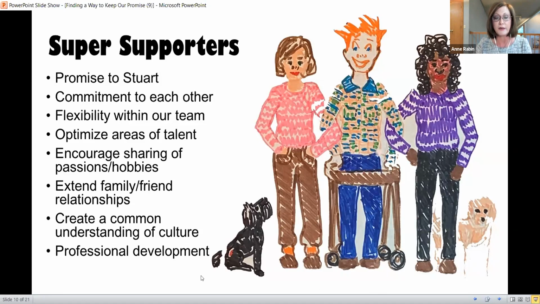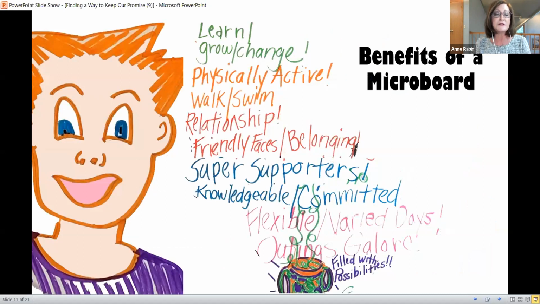There's a lot of flexibility within the care team, and we optimize everybody's area of talent and encourage their sharing of passions and hobbies, both with Stuart and with the rest of the team. We ask them to extend themselves to make relationships also between Stuart and their families and friends. And more importantly than that, we have a very solid, common understanding of what our culture is. We also have invested in professional development for the team members, which goes beyond standard caring. So this is where Stuart is today.